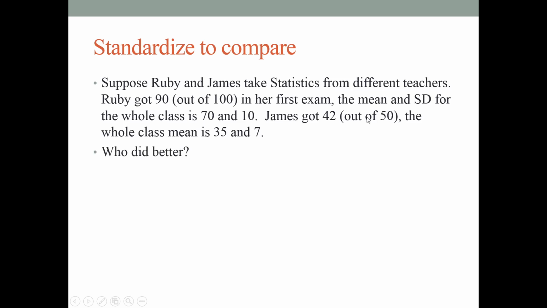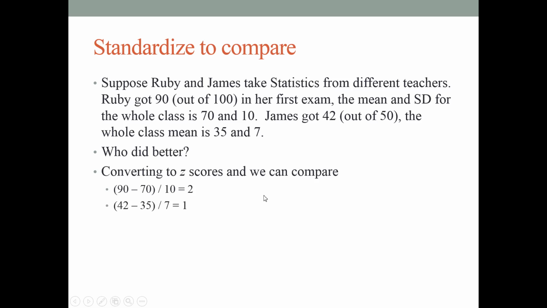Yeah, we know these are two different systems, but actually we can convert them to z-scores and compare which one did better. So what you do is convert their raw scores, 90 and 42, to z-scores, and then compare the z-scores. For Ruby, it's her score 90 minus the mean, which is 70 in her class, and then divided by 10, and the answer is 2. For James, it's 42, his score, minus 35, the class's mean, and then divided by 7, which is 1.